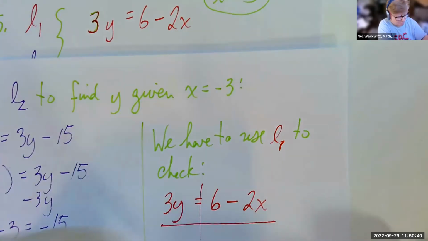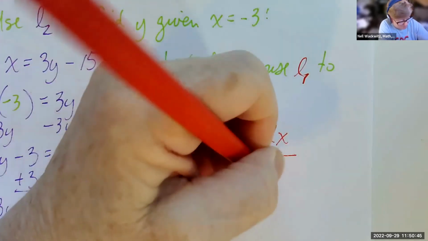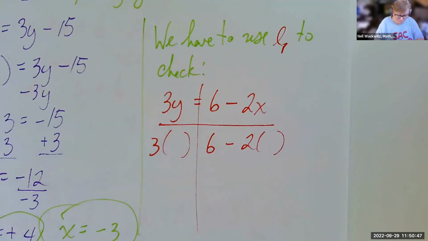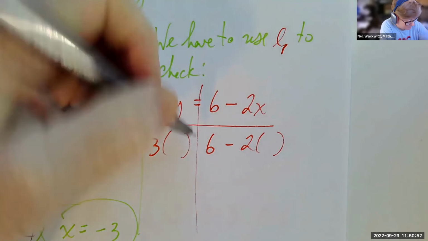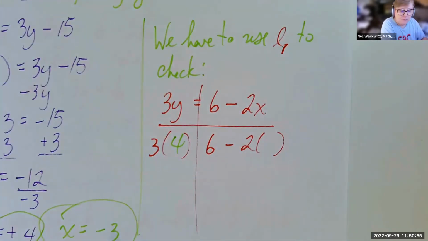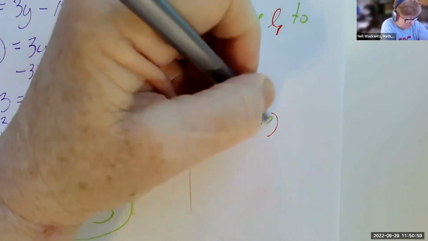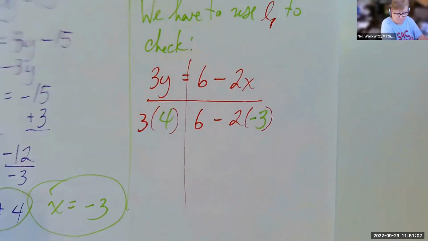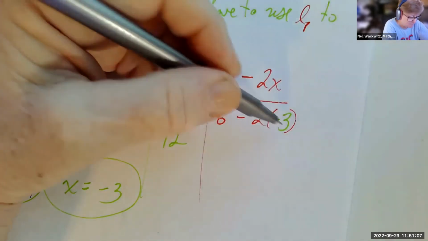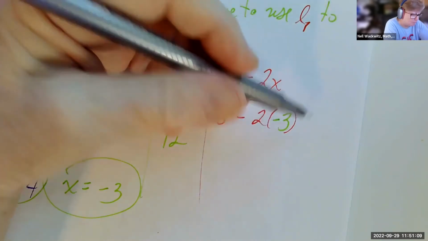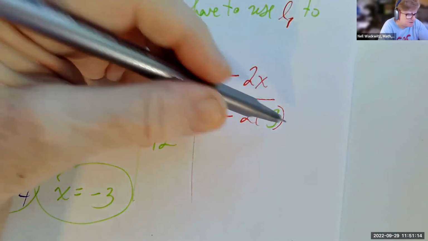Excellent. We put a little line and then our little graph thing, and then we're going to put parentheses for y. We're going to put 4. So 3 parentheses 4. And the other side is going to be 6 minus 2, x was -3, parentheses. Excellent. And then 3 times 4 is 12. And then 6 minus 2 is, well, we have to multiply first. Remember we have the order of operations. So what is 2 times 3?